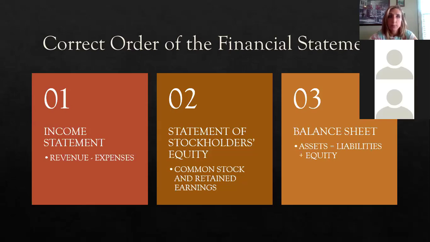The other two explain what happened or how much was generated over a month, quarter, or a year. The income statement is for a period of time. The statement of stockholders' equity is for some period of time, again, either a month, quarter, or year. But the balance sheet is just what do you have on hand at this point in time? What are your balances of your asset accounts? What are your balances of your liability accounts?